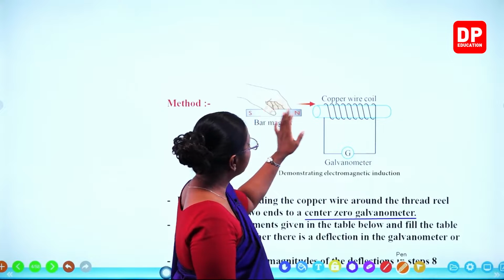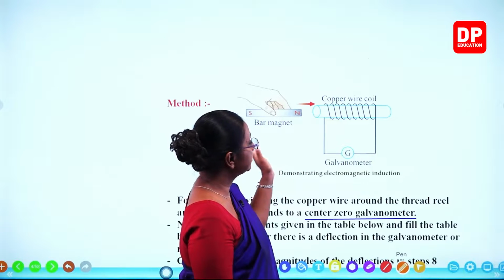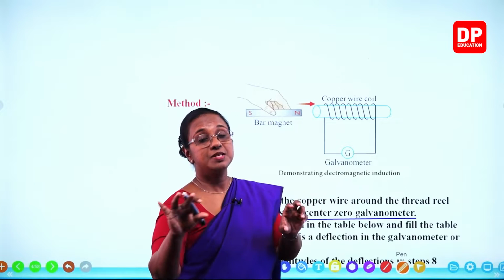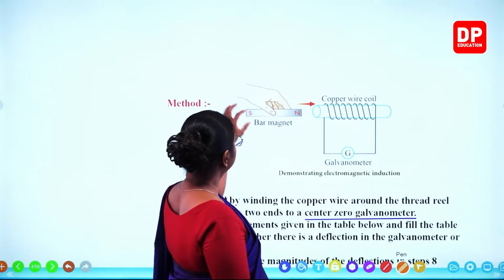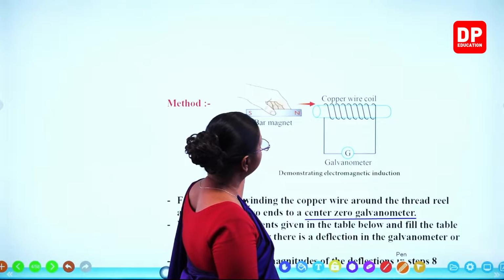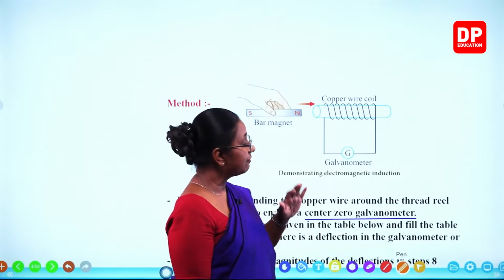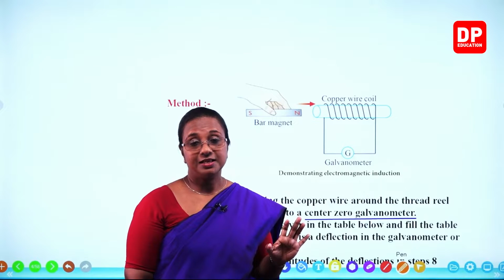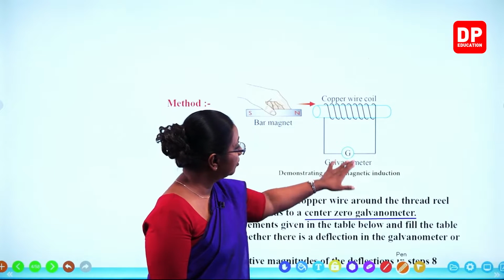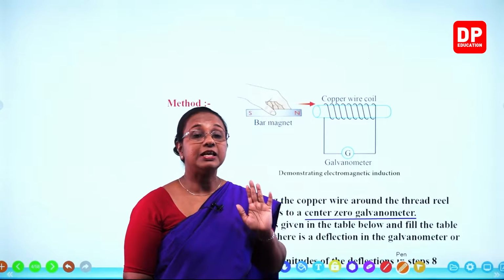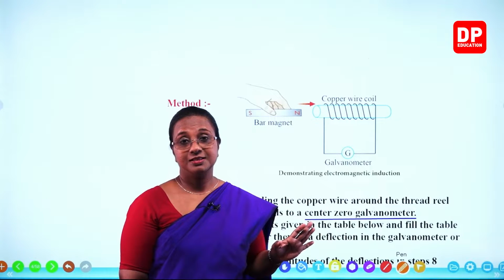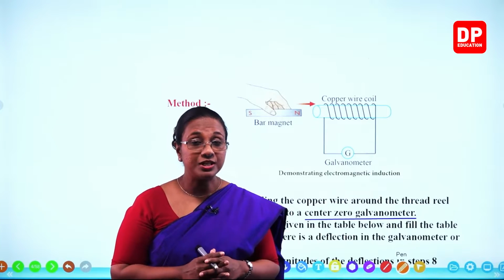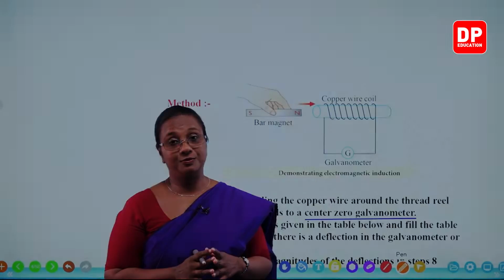Then you hold the bar magnet, bring the wire coil towards it, move it away. Then you move both of them simultaneously. Thereafter, you move the bar magnet faster towards the coil and finally slowly towards the coil. Is that clear? So then you have to observe the galvanometer in all instances. I'm sure you all have understood this activity. So let's go to the lab and do the activity now.